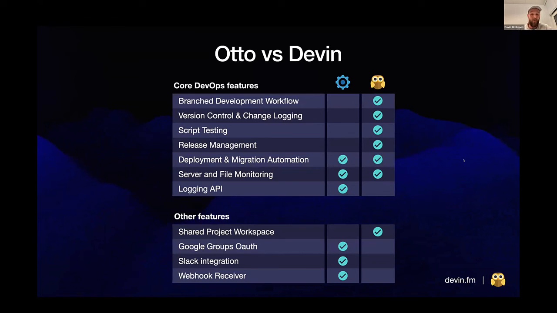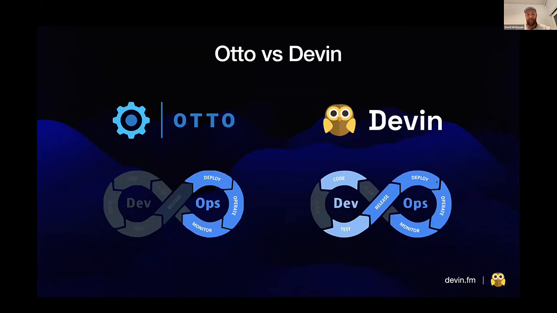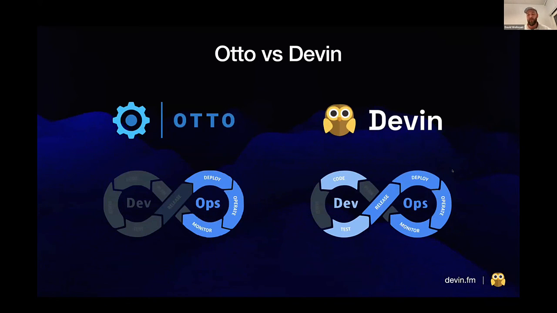And then Otto, of course, has some more advanced features that Devin doesn't have, like webhook receivers, some different OAuth integrations, a logging API, and stuff like that. If we translate this into the DevOps symbol, we can see that this is also part of the thesis, so you can also read it there. But Otto is focusing a lot on the upside, well, only on the upside, whereas Devin tries to touch upon everything, because as I found in my research, it's hard to optimize DevOps for a team if you don't touch on all surfaces.